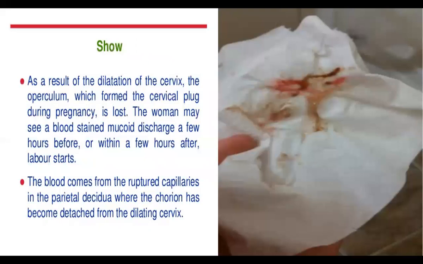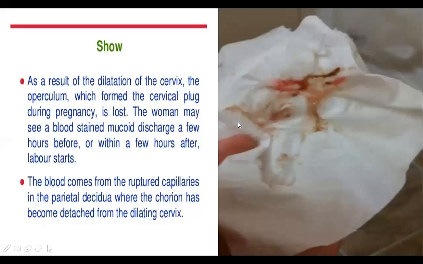The true labor pain is initially characterized by the presence of some show. So what is the show? Initially in the first stage, as a result of dilatation of the cervix, the operculum, the cervical plug formed during pregnancy, is lost, and the woman may see a blood-stained mucoid discharge. This is blood stain and some mucus, present a few hours before or within a few hours after the labor starts. So that is a clear sign. If show is present, that indicates true labor pain.